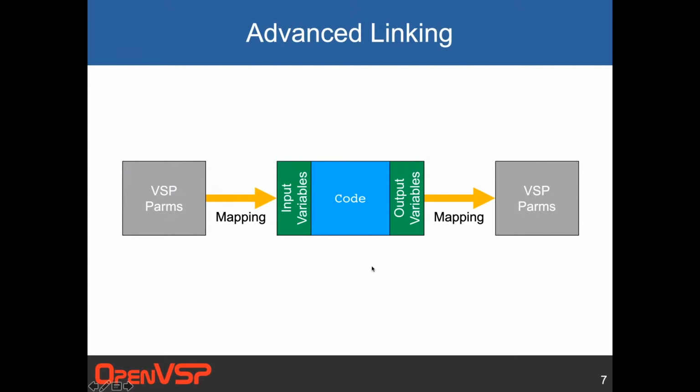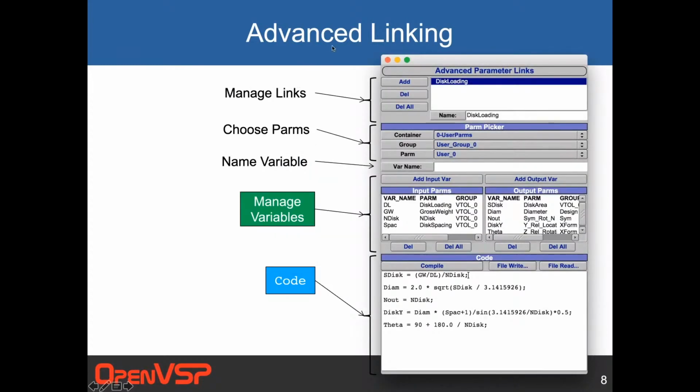And so this is sort of the process for advanced linking. To do advanced linking, you're specifying this mapping on the input and the output side, as well as what code happens. The advanced linking GUI, first you can have different advanced links. So you name them. There's the add, delete all, and name box up here at the top to create them. Then there's an area for picking the parms. So you can use the pull down menus to choose the parm and give it a name.